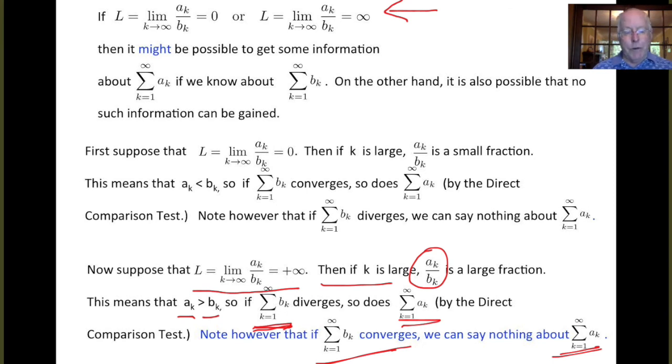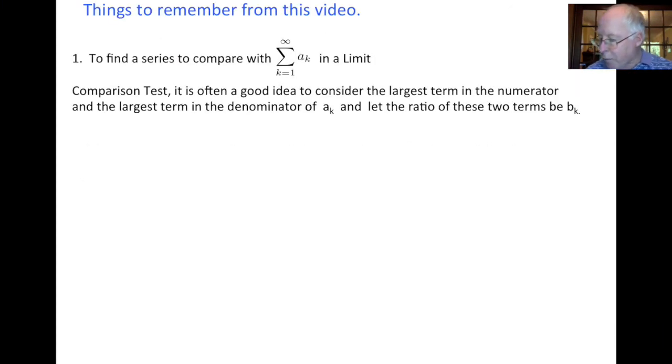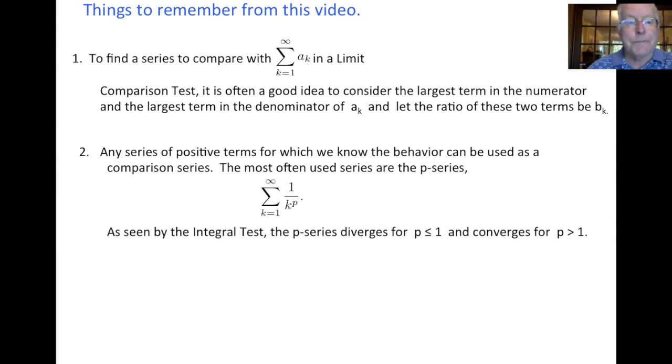If I have something that converges and I have something smaller, does the sum of the smaller stuff converge? Yes. But try to avoid making the wrong implication. So what are the takeaways here? If we want to determine the convergence or divergence of a series summation A sub k with a limit comparison test, it's often a good idea to consider the largest terms in the numerator and denominator. You can use those to estimate what you think the BK series should be.